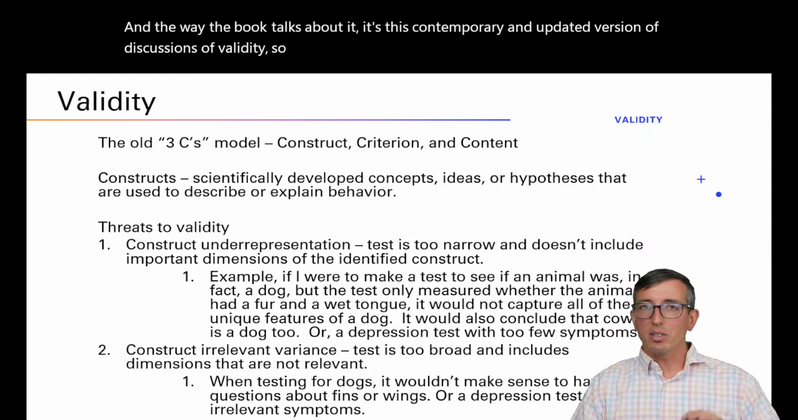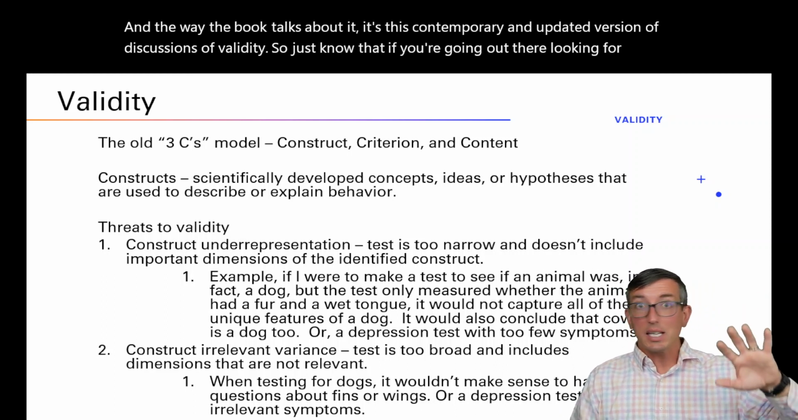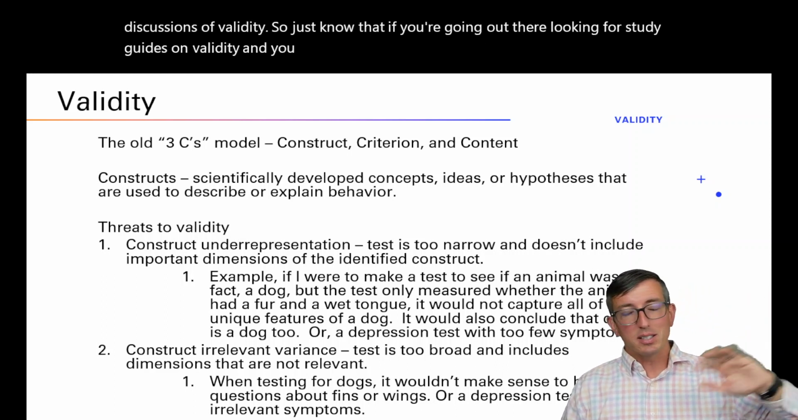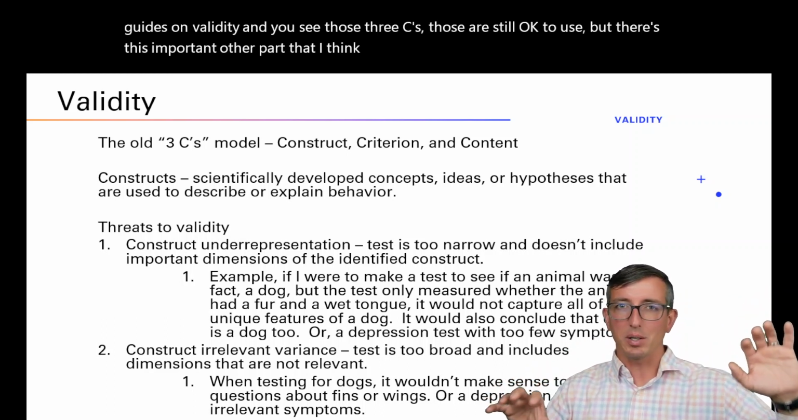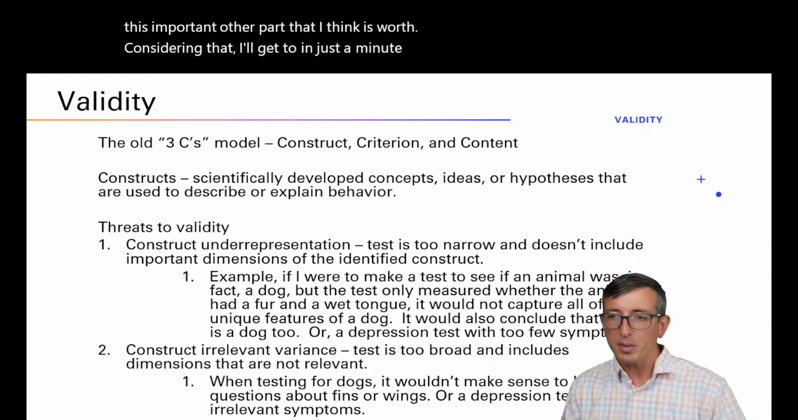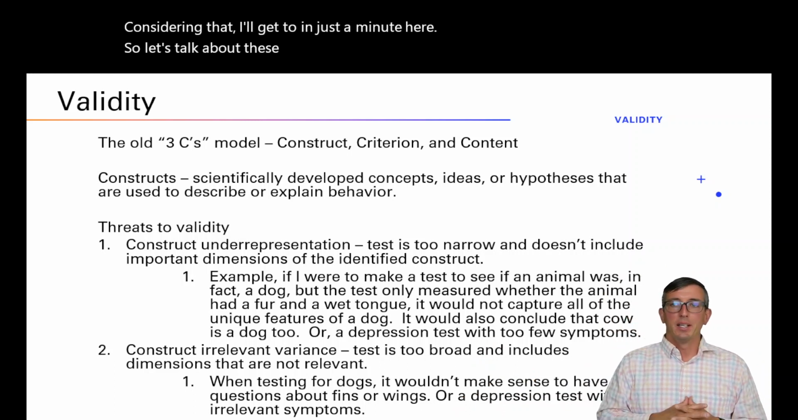So just know that if you're going out there looking for study guides on validity and you see those 3 C's, those are still okay to use, but there's this important other part that I think is worth considering that I'll get to in just a minute here. So let's talk about these.